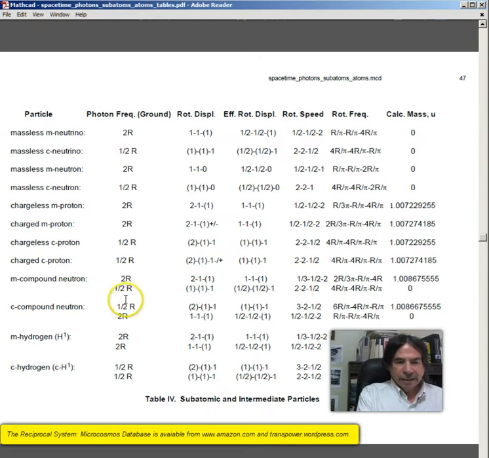You can see that this is a compound structure. It's an intermediate particle with 2 photons, 2r and 1/2 r. Similarly, a cosmic compound neutron, 1/2 r and 2r. Material hydrogen here and cosmic hydrogen here. This column has to do with rotational displacements. This is effective rotational displacements, rotational speed, rotational frequency, where again r is the Rydberg frequency, and this is the calculated mass in U.